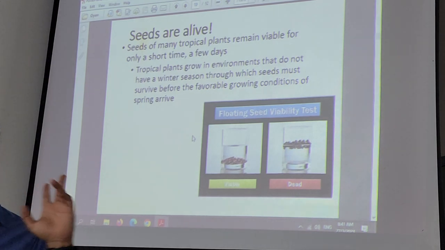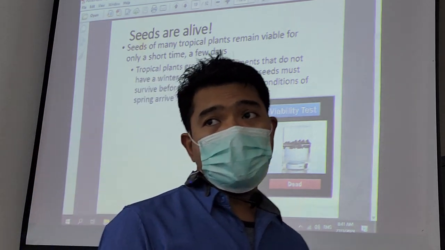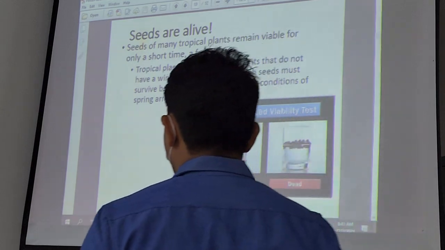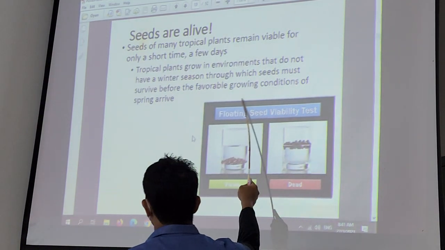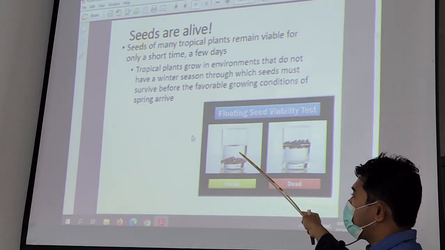Compared to the temperate seeds, remember again, what is temperate? Yes. Four seasons. For four-season countries, there is a kind of dormant period, like the winter. It's very cold, so the seeds naturally are not metabolically active. So the seeds that originally come from the temperate countries have the tendency to remain viable for longer because they have this sleeping period that the tropical seeds do not have. Okay, so look at this. It's a simple way to see whether the seeds are viable or not. What happened to the viable seeds?